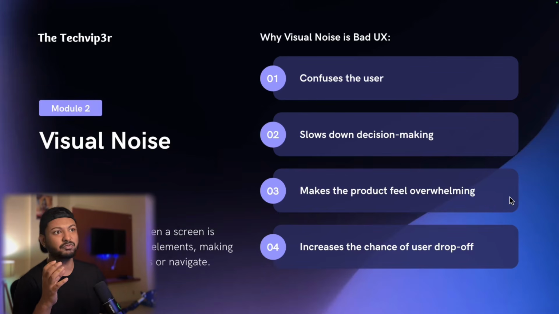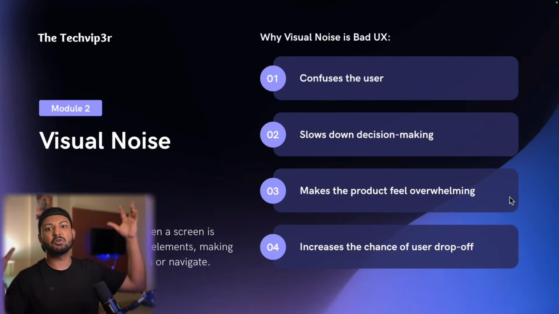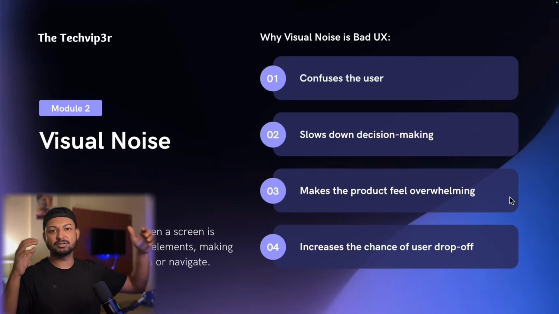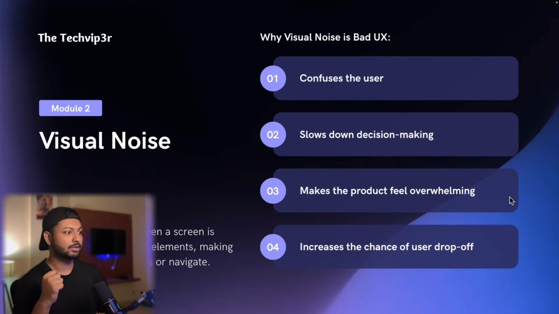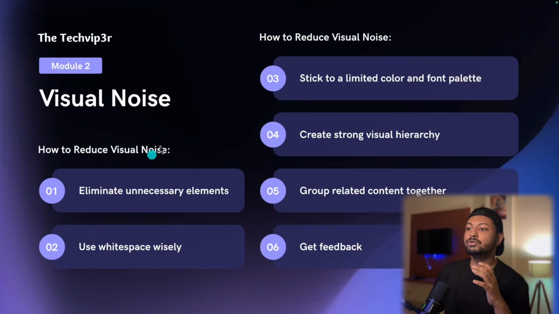Like very much cluttered, very much everything is on it. It feels difficult to decide what to click on, what is where, what is doing what. Something like that is not great. It increases the chances of user drop off. And if those things happen, users won't love it and they're going to drop off. Simple. How to reduce visual noise?